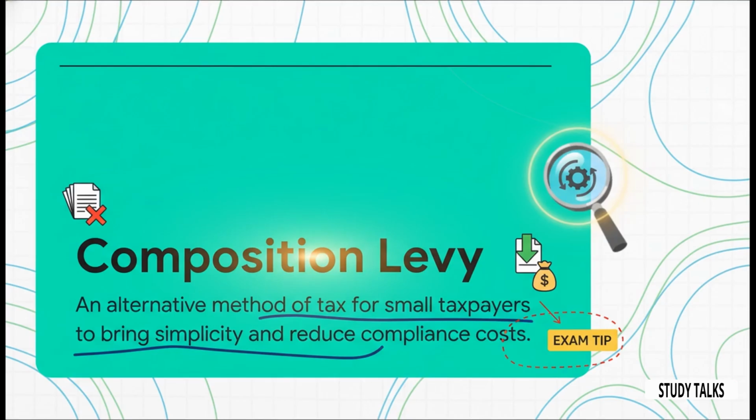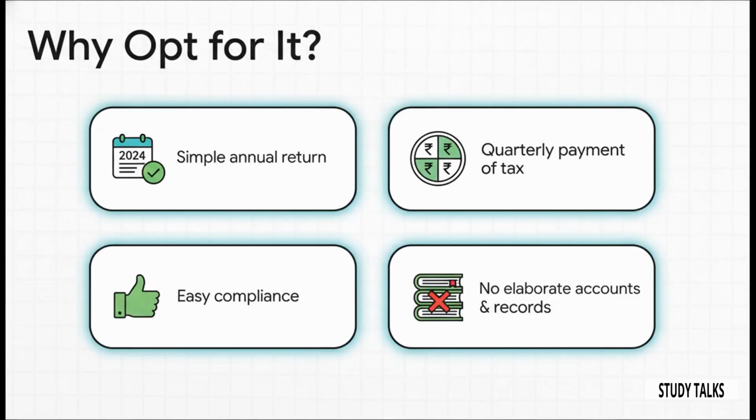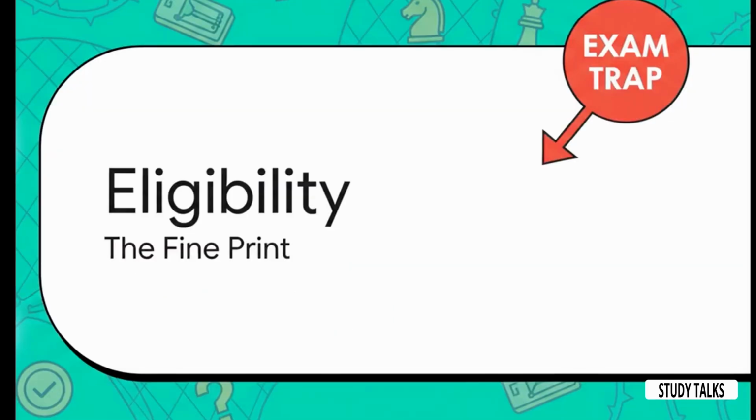Section 10 offers a simpler, alternative way for smaller taxpayers to handle their GST. The whole point is just to make life easier, to slash the paperwork and bring down those compliance headaches. And you can see why it's so tempting, right? Instead of getting buried in monthly filings, you get one simple annual return. You pay your tax quarterly, and you don't have to keep a super detailed, elaborate set of books. It sounds like the easy mode for GST, but getting into this easy mode, that's where it gets a little tricky.